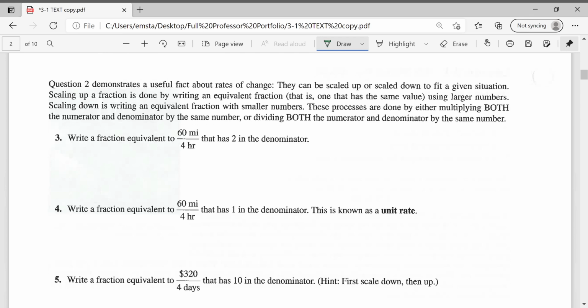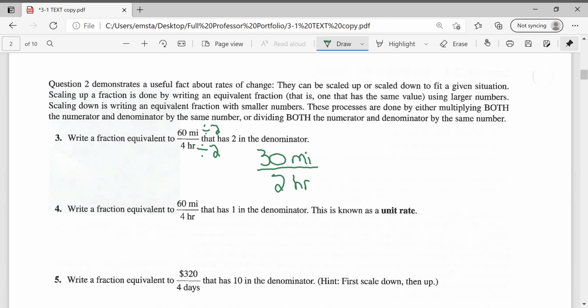Number 3 asks us to write a fraction equivalent to 60 miles in 4 hours that has a 2 in the bottom. Well, how do we turn a 4 into a 2? It's getting smaller, so we need to divide. If I divide 4 by 2, that's going to give me a 2 on the bottom. Remember that with fractions, whatever I do on the bottom, I have to do on the top. 60 divided by 2 is 30, so my new numerator is 30 miles. 4 divided by 2 is 2, so my equivalent rate is 30 miles in 2 hours.